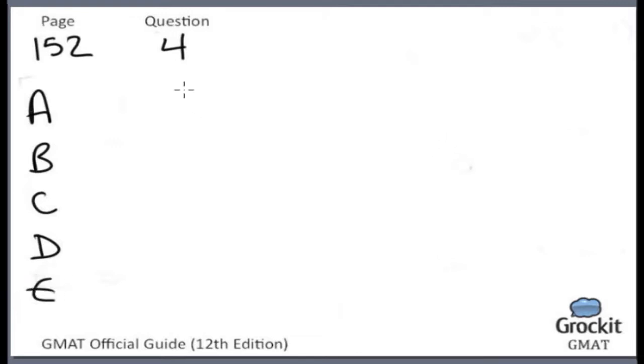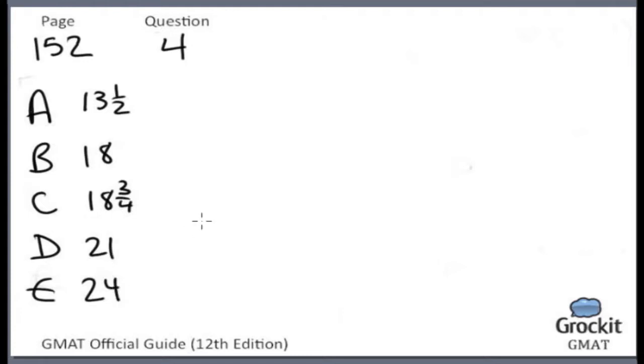Question number 4 on page 152. And we have 13 and a half, 18, 18 and 3 quarters, 21, 24. Okay. So rectangular floors X and Y have equal area. If floor X is 12 feet by 18 feet and floor Y is 9 feet wide, what is the length of floor Y in feet?